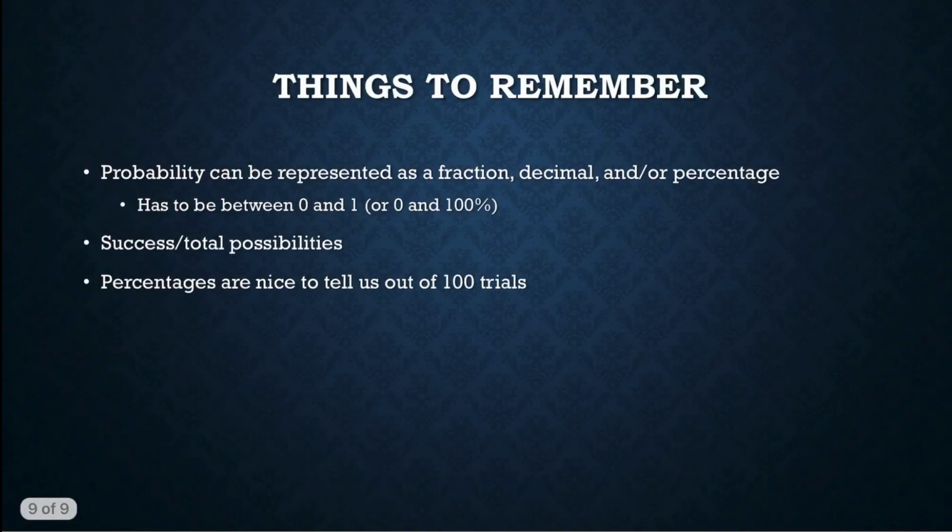So some things to remember: probability can be represented as a fraction, decimal, or a percentage, but it has to be between 0 and 1 or 100%. Successes are over total possibilities. Whenever you're calculating a probability, it's just whatever you want to happen over the total amount of options, I guess there are. And then percentages are really nice because they tell us out of 100 trials, and our brains are hardwired to think about it in terms of 10, at least in the English language. And in this modern society, we think in terms of 10, we think in terms of 100. So having those percentages helps us understand in terms of 100. Okay, I hope that helps, and good luck.